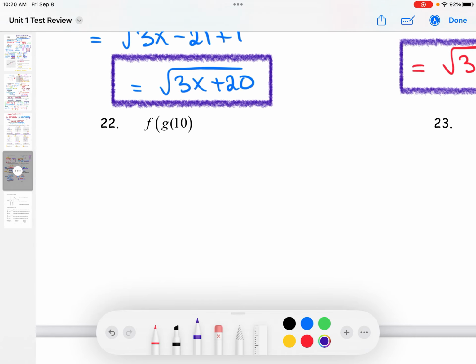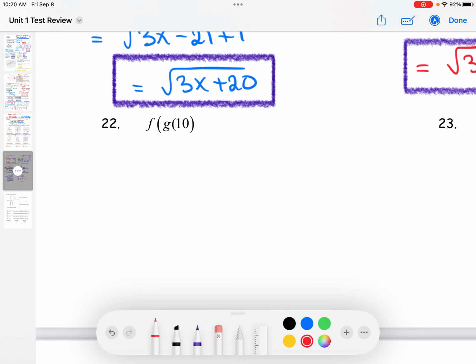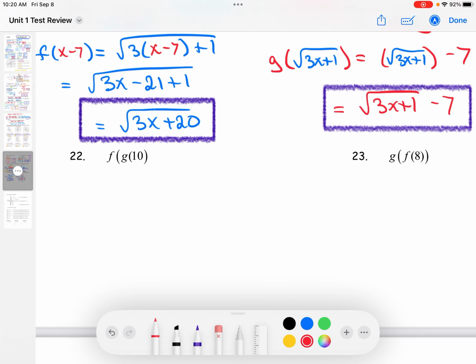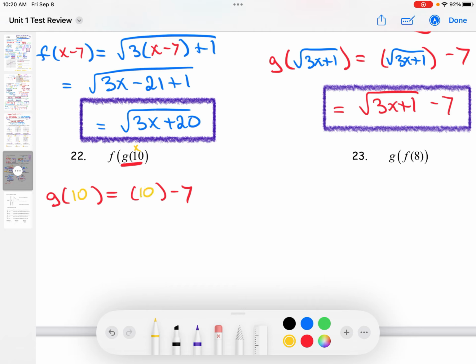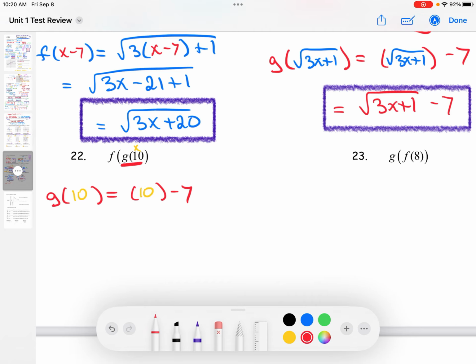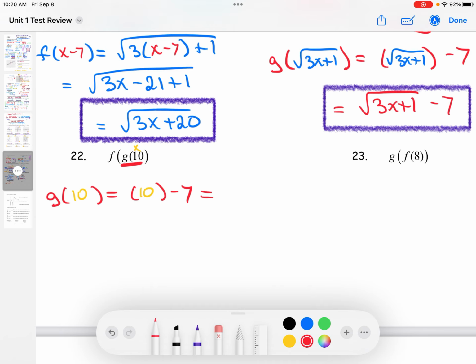If we're looking at 22 and 23, we have values, f of g of 10. So we're doing g of 10 first. G of something says something minus 7. That something we're plugging in is the 10. So g of 10 is 10 minus 7, which is 3.